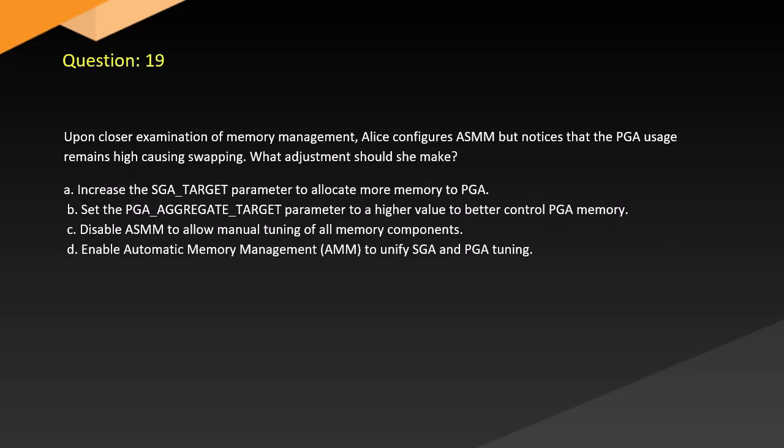Question 19. Upon closer examination of memory management, Alice configures ASMM but notices that the PGA usage remains high, causing swapping. What adjustment should she make? A. Increase the SGA target parameter to allocate more memory to PGA. B. Set the PGA aggregate target parameter to a higher value to better control PGA memory. C. Disable ASMM to allow manual tuning of all memory components. D. Enable automatic memory management, AMM, to unify SGA and PGA tuning.